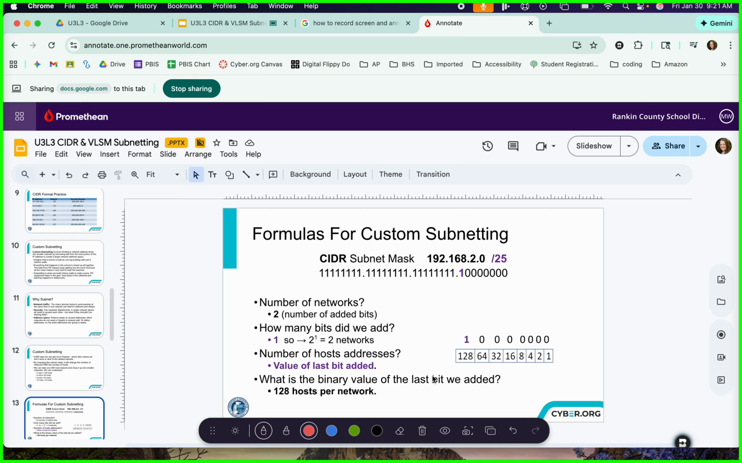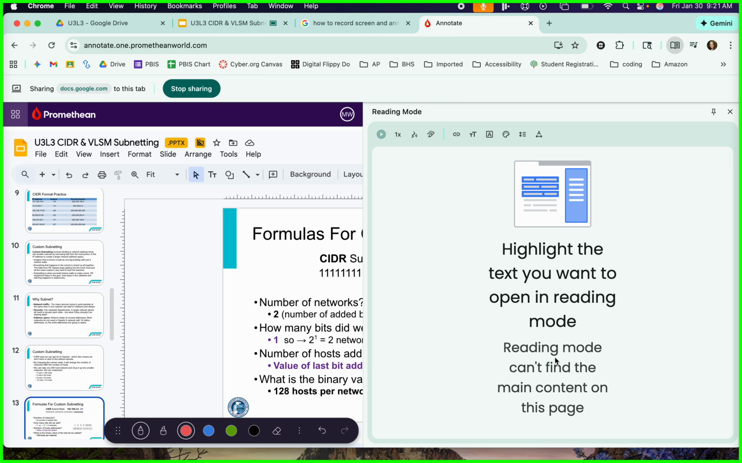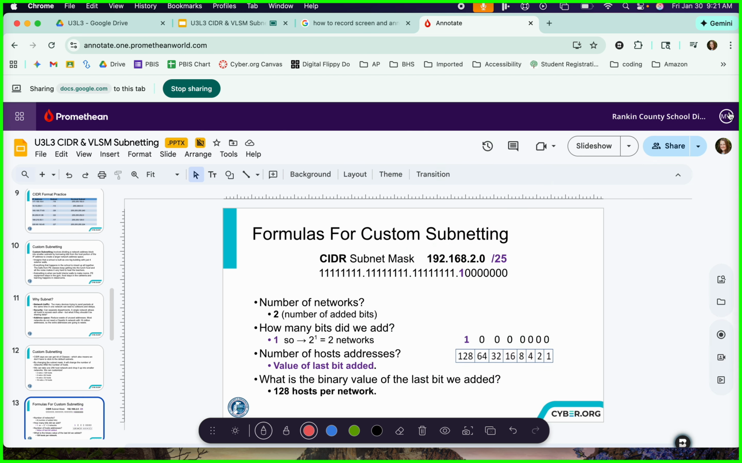Now, one way that you can also remember this, if you don't want to remember the math part, is that, well, let's, oh, geez, what? Oh, no. I don't know what I did. Get out of here.